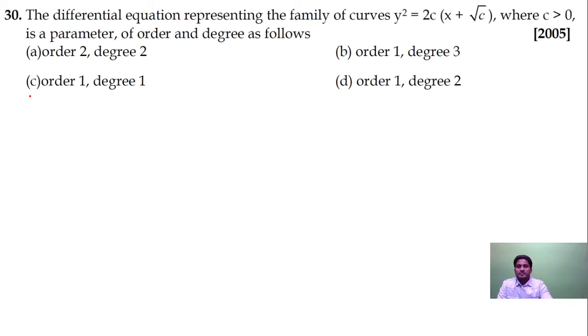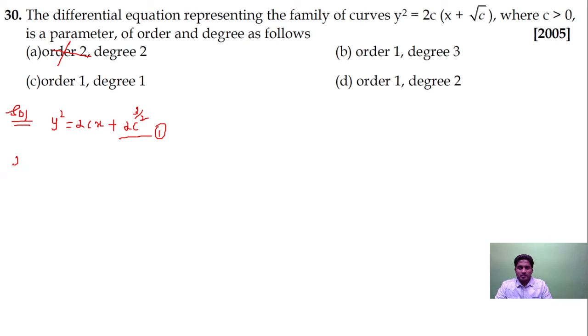Question number 30. The differential equation representing the family of curves. There's only one arbitrary constant, so order should be 1 only. Alright, so this is straight away ruled out. Order cannot be 2. If you multiply, y square is equal to 2cx plus 2c to the power of 3 by 2. Root c is c to the half, into c will be c to the 3 by 2. Let's call this equation 1.